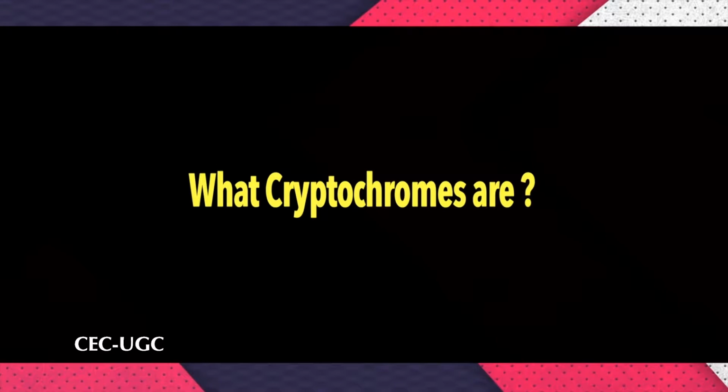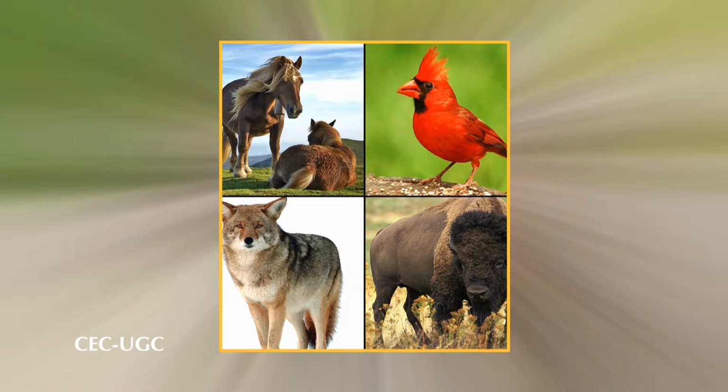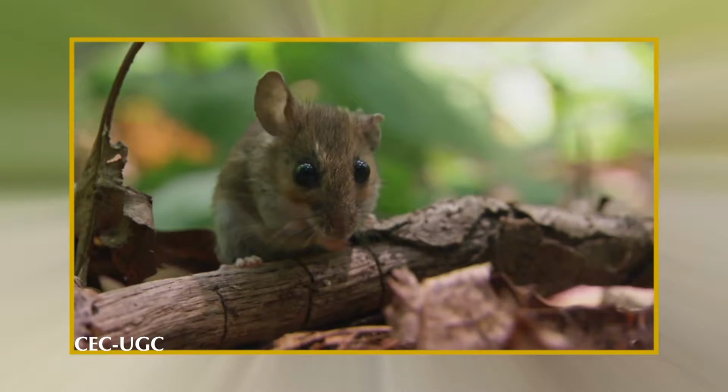First of all, let's see what cryptochromes are. Cryptochromes are flavoprotein blue light photoreceptors. They are found in many organisms including bacteria, plants, animals and humans. They mediate a variety of blue light dependent responses including photomorphogenesis and growth responses in plants. They also function in entrainment of the circadian clock in plants and animals such as Drosophila and mouse.